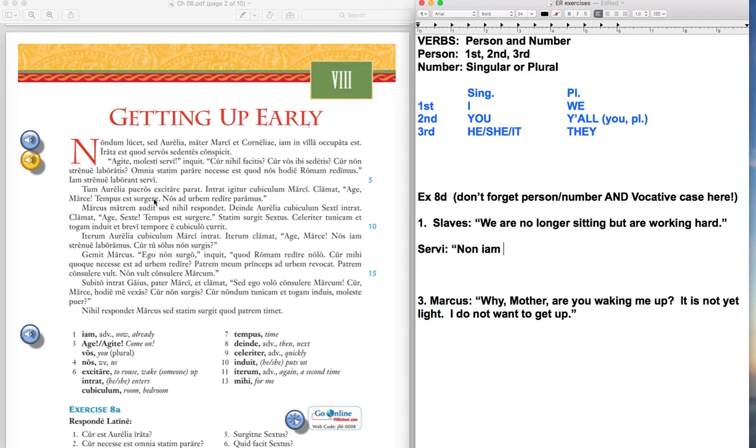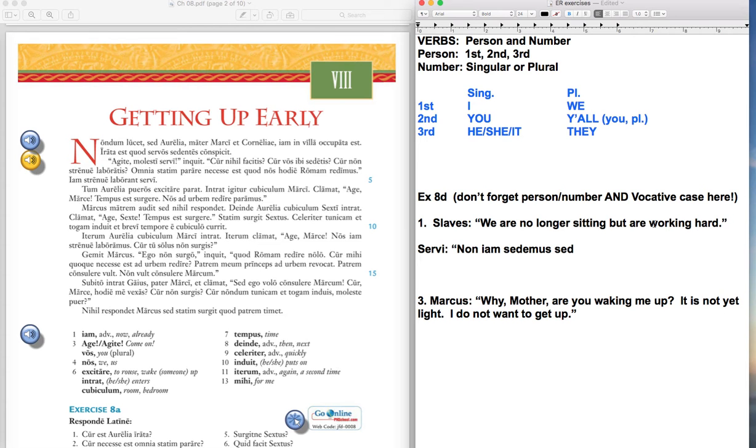And I don't know that we have that exact word in this story. I don't think so. But we do have, let's say, we are preparing. Paramus means we prepare. The ending associated with we, or first person plural, is mus. So we are going to go out on a limb here and we're going to say sedemus. Not sedetis, but sedemus. Non iam sedemus. And then we have but. Sed. And then but are working hard.